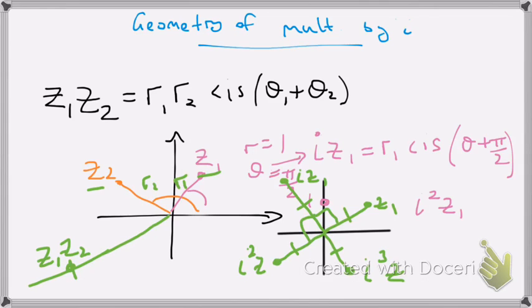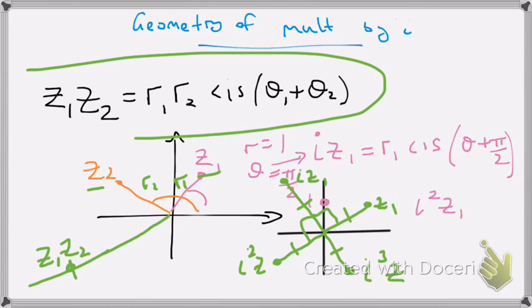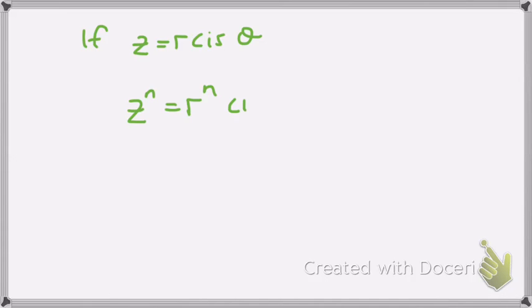Phase 2 of what we're going to do uses this in a slightly different way. I'm just going to go to a new slide. So phase 2 says if z equals r cis theta, then z to the power of n equals r to the power of n times cis(n theta).